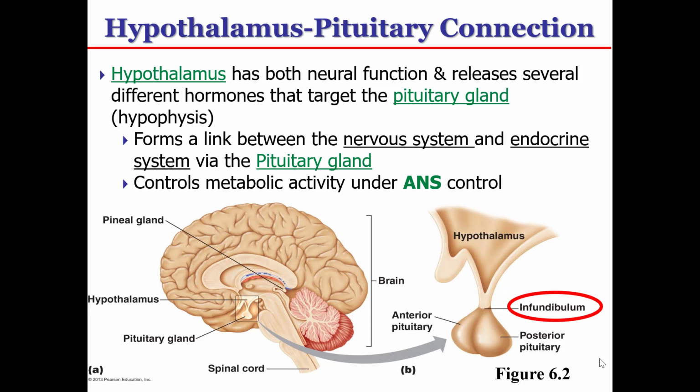So let's start with the neurohormonal axis, the connection between the hypothalamus and the pituitary gland. The hypothalamus sets hunger, thirst, body temperature, and it has both neural function and hormonal function. And its hormonal function is going to be targeting the pituitary gland. The pituitary gland is connected physically and electrically to the hypothalamus through the infundibulum. This forms a link between the nervous system and the endocrine system, and this controls metabolic activity that's under autonomic control.